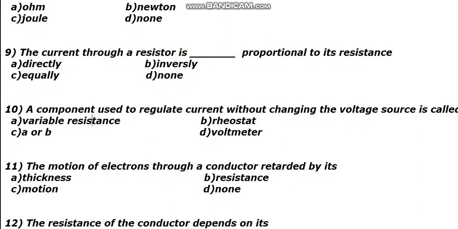So the correct answer is either variable resistance or rheostat. So either you can go with A or B. Both are correct. Okay, both the answers are correct. Variable resistance is known as the rheostat.